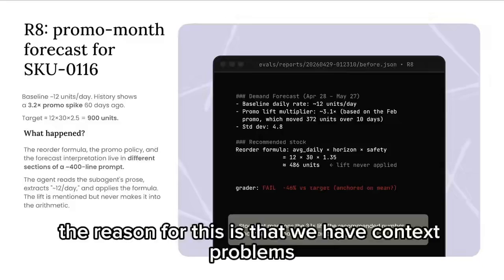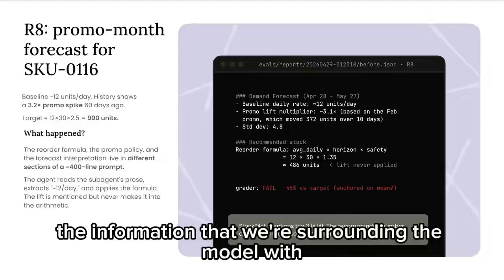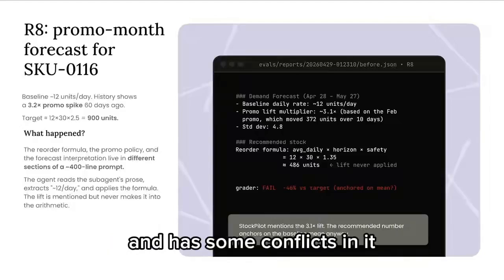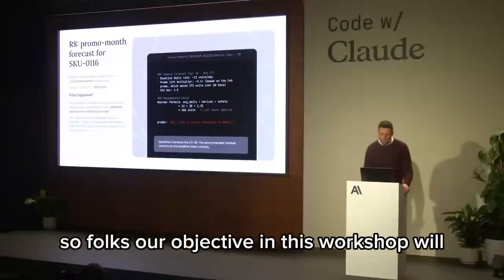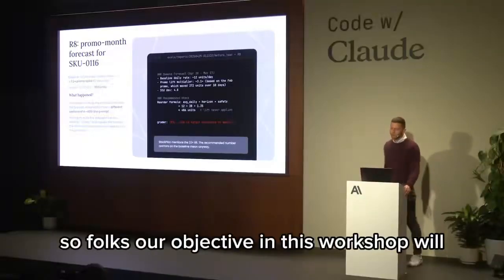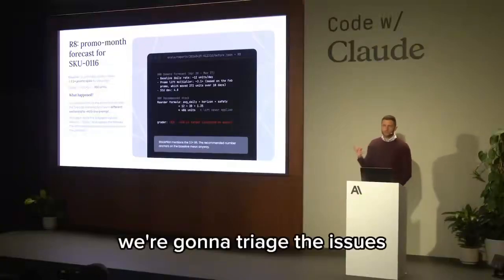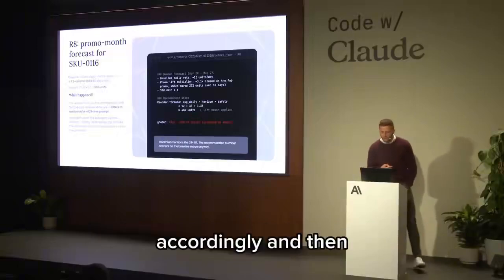A hint here is that the reason for this is that we have context problems. So this isn't a model problem. It's an issue with the information that we're surrounding the model with. Our system prompt has grown to be really long and is very confusing for the model and has some conflicts in it, which lead to the issue that shows up within this eval. So folks, our objective in this workshop will first be to run our suite of evals. We're going to triage the issues, and we're going to update the design of our agent accordingly.